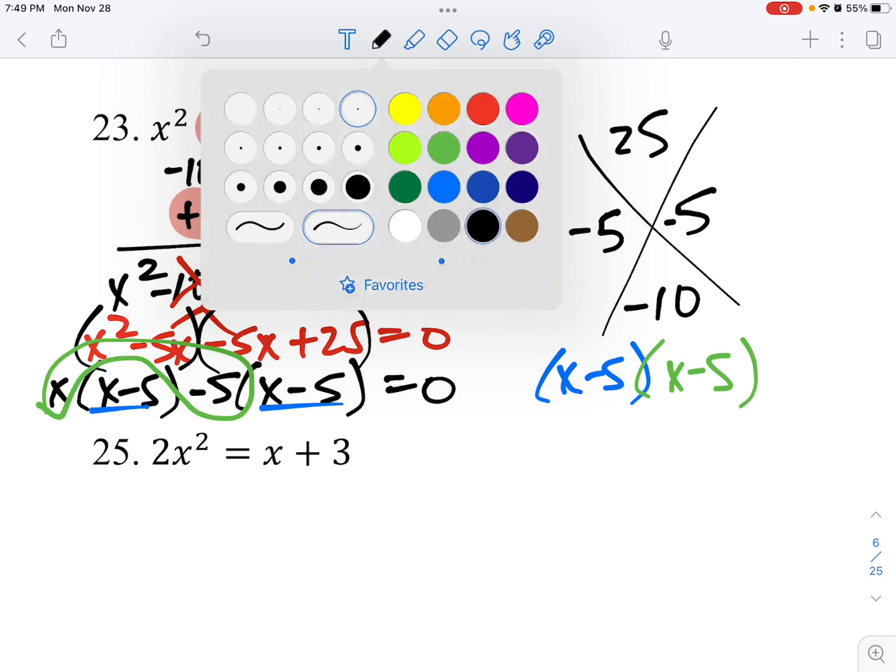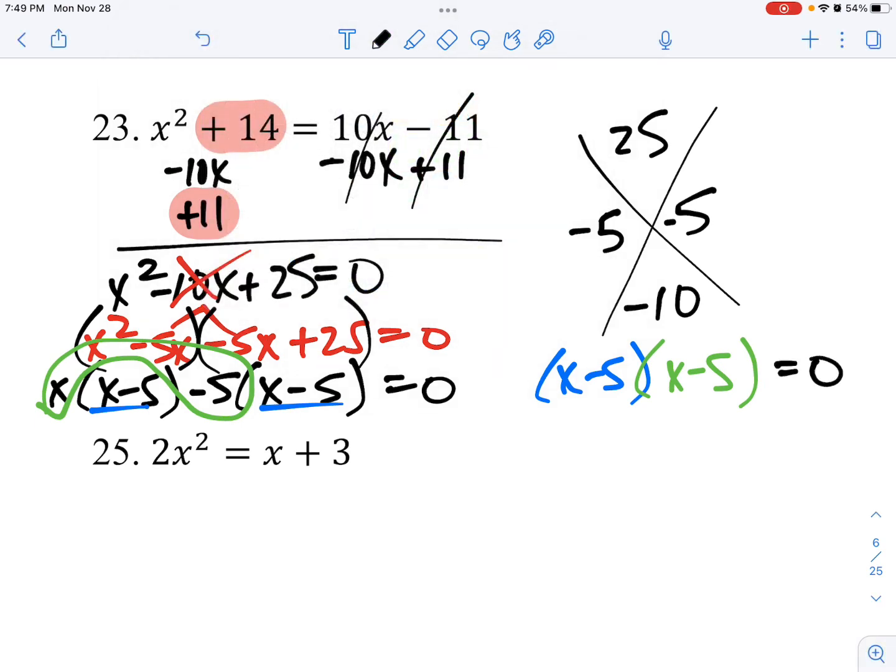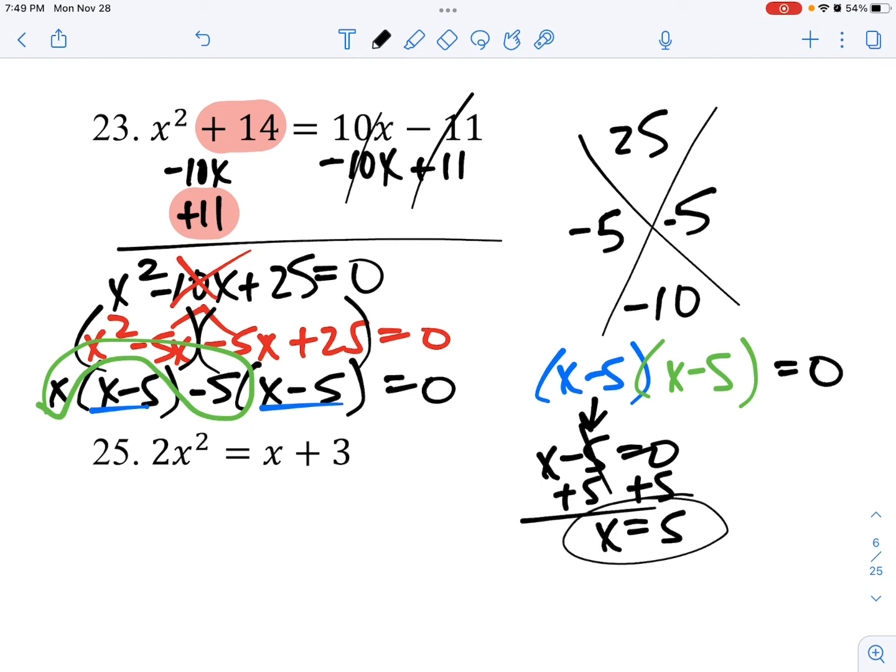Okay, and don't forget that we're not finished yet. This is where we ended in the test last week. But this chapter we're doing equals 0. So that means I have to go one more step and I have to set both of these equal to 0. That means I'm going to add 5 to both sides, and my answer is x equals 5.